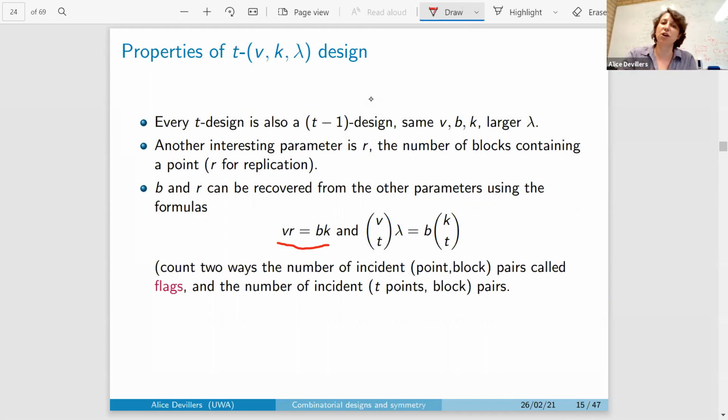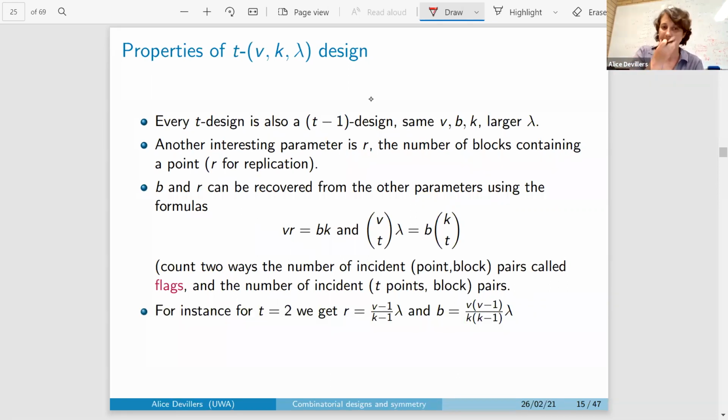Now, if you do a similar counting, but a little more complicated, where instead you take t distinct points and an incident block, then you will get this other identity. And from these two identities, you can find what b and r are in terms of the other parameters. So for instance, for t equals 2, we get this formula for r and this formula for b.